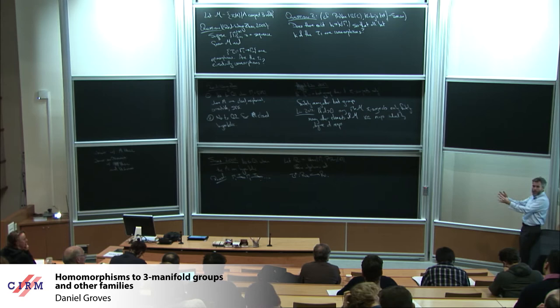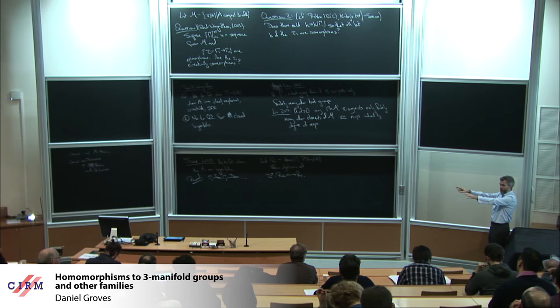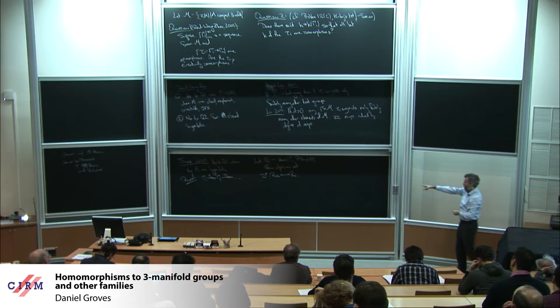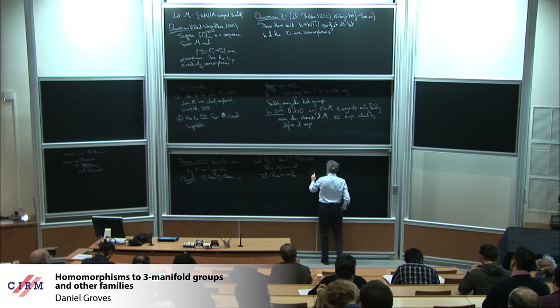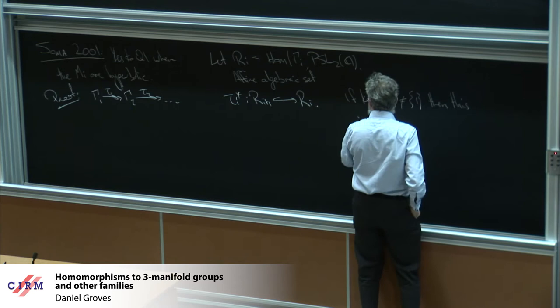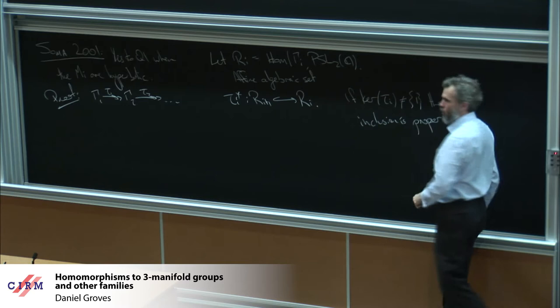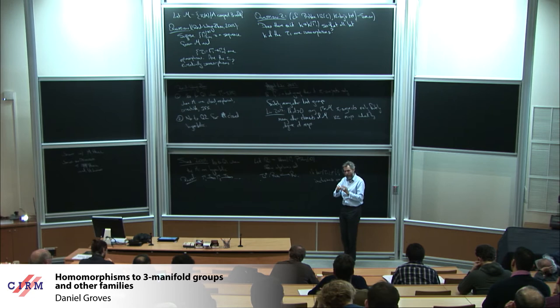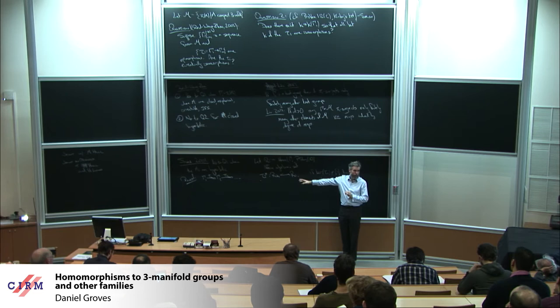If I've got two maps from gamma_{i+1} into PSL_2(C) that are different, then composing with the map from gamma_i to gamma_{i+1}, they're still different. So this is an injection. It's an inclusion of affine algebraic sets. And if the kernel of tau_i is not 1, then this inclusion is proper. After all, what would it mean for this to be a bijection? It would mean that every single map from gamma_i into PSL_2(C) factors through this quotient map tau_i into gamma_{i+1}.